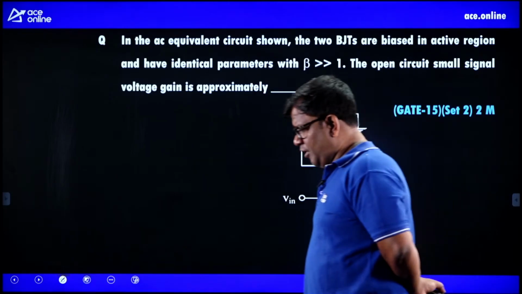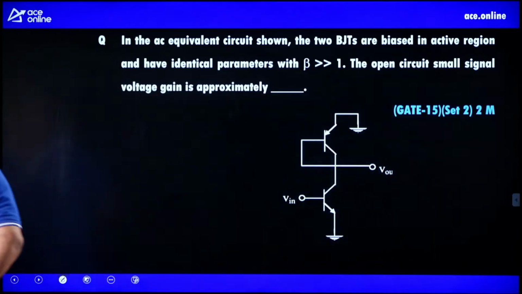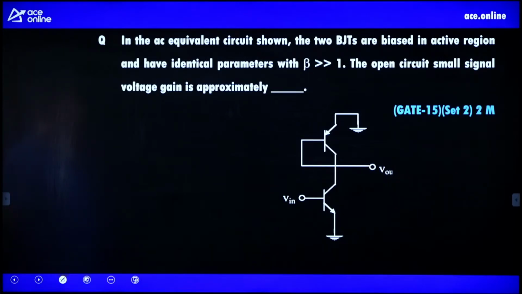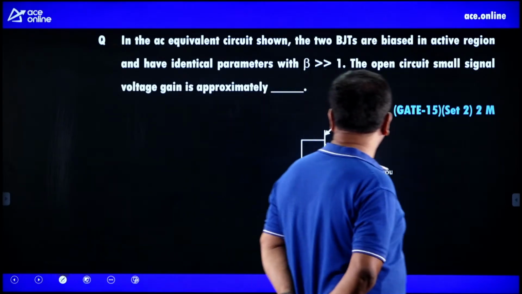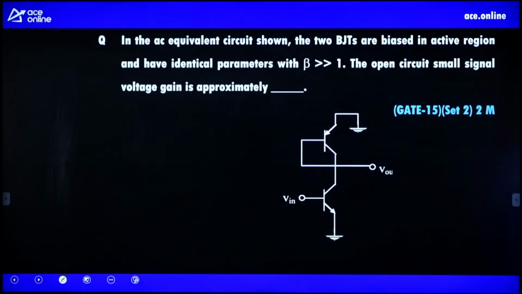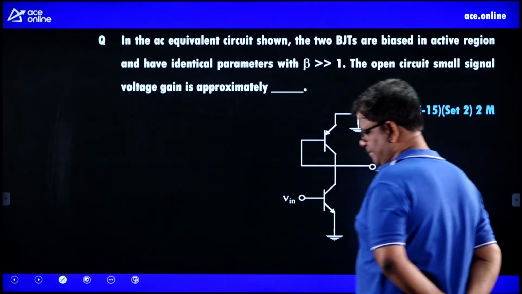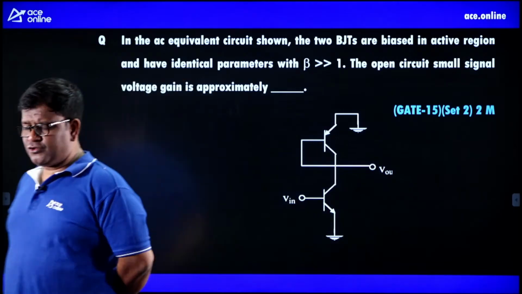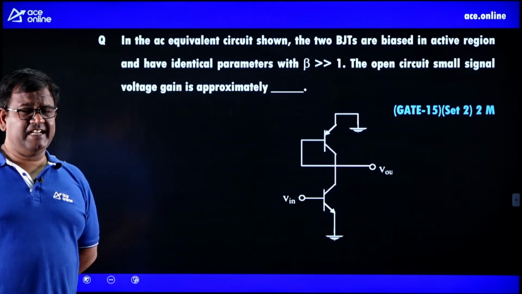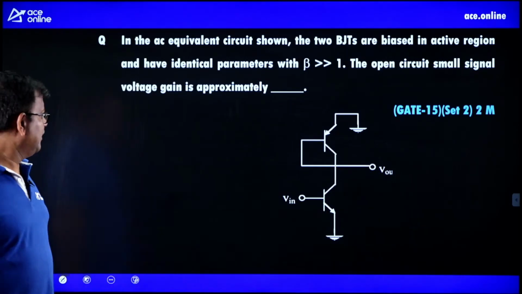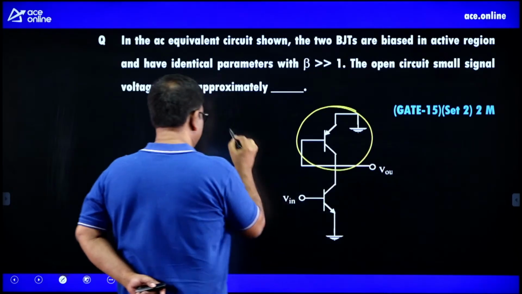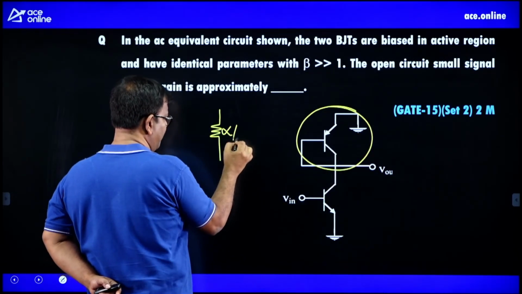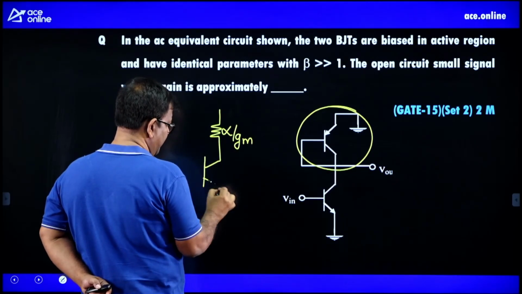So this is another GATE problem. In the equivalent circuit, the two BJTs are biased in active region and they have identical parameters with beta much greater than 1. The open circuit small signal voltage gain. Now I told you when we talked about the resistance reflection rule for BJT, whenever the base and collector terminals are shorted, you can replace this with a resistor here which is equal to alpha by Gm. And here you have a transistor.